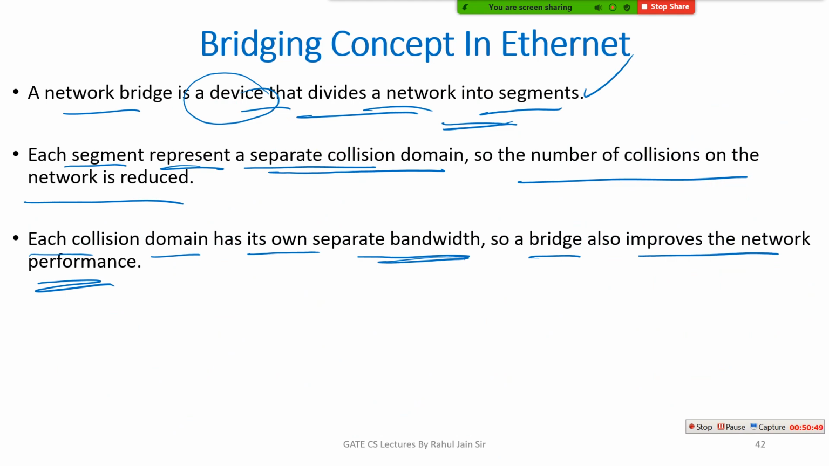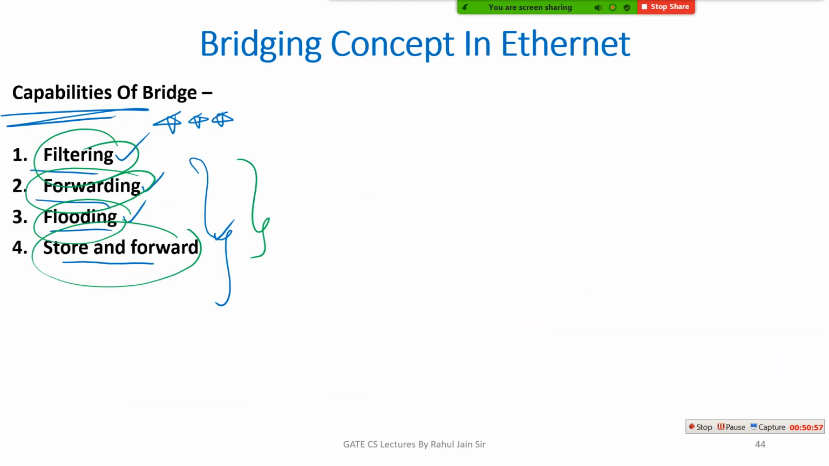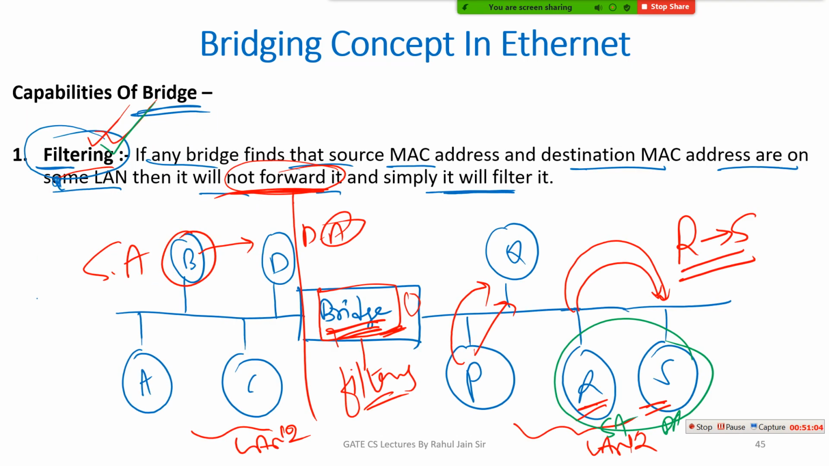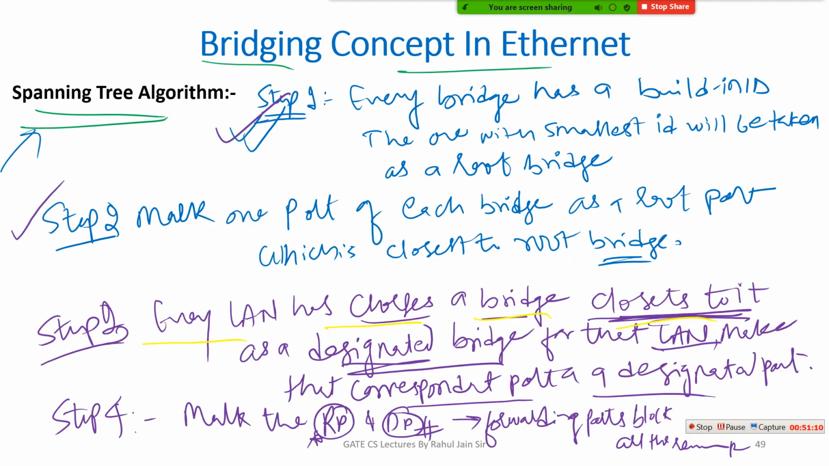This is the third slide of bridging. After that we have discussed the types of bridges, that is the basic differences between static bridges and dynamic bridges. After that we have discussed the capabilities of bridges, which is considered a very important point. We have discussed the four capabilities, filtering, forwarding, flooding and store and forward, in great detail. You can watch the lecture, we have discussed this in detail. And after that we have discussed the spanning tree algorithm.